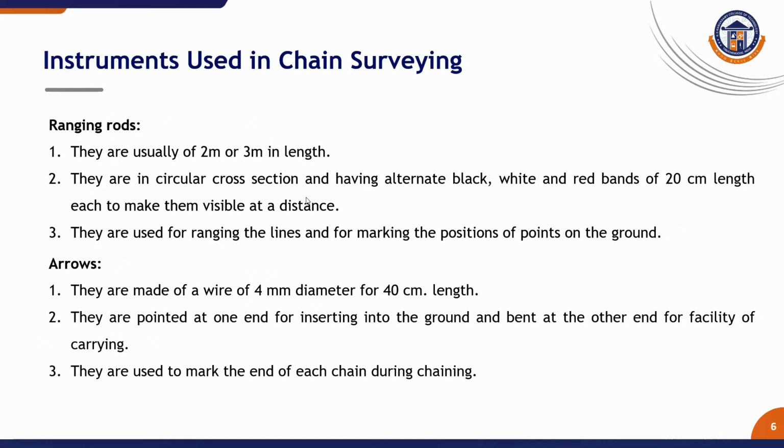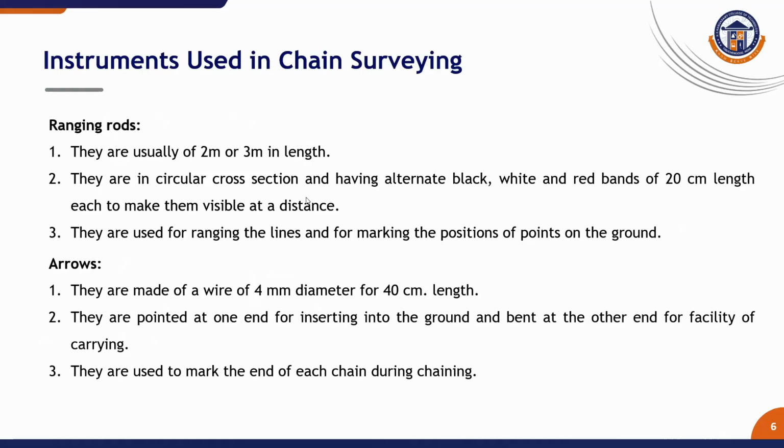Supporting the chain are ranging rods, which are 2 or 3 meter long poles, circular in cross section, painted with alternate red and white or black and white bands of 20 centimeters each to make them highly visible from a distance. These are used to mark points for ranging straight lines. Arrows are made of 4-millimeter thick steel wire about 40 centimeters long, pointed at one end to stick into the ground. These are used to mark the end of each chain during measurement.